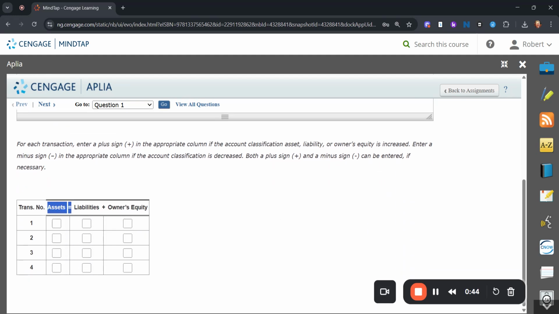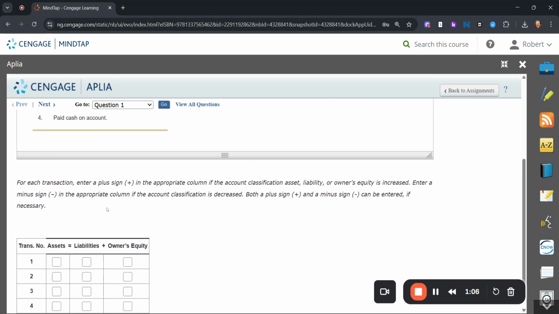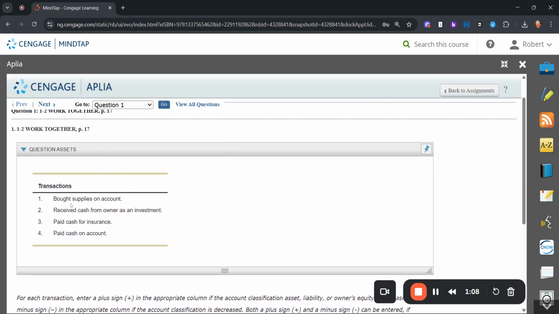And there's the accounting equation listed here at the top of our little chart with some boxes to fill in. So the value of the assets for a company is going to be equal to the value of liabilities plus the owner's equity in the business. So we have a list of transactions, just 4, and each transaction is going to affect 2 accounts.